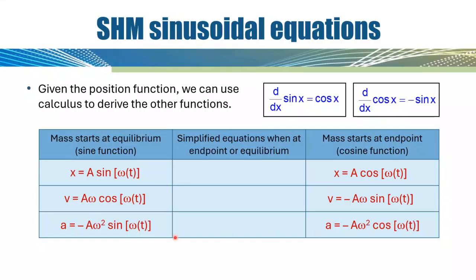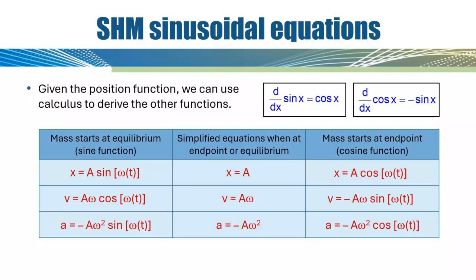You'll also notice that both the acceleration functions turned out to be negative, and that's because this initial displacement was positive, and the acceleration always acts in the opposite direction. If the initial displacement had been negative, the resulting accelerations would have been positive.